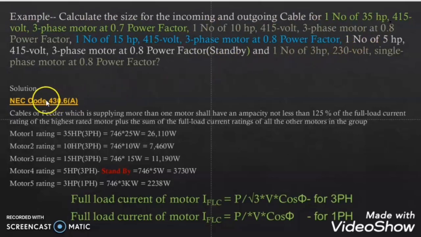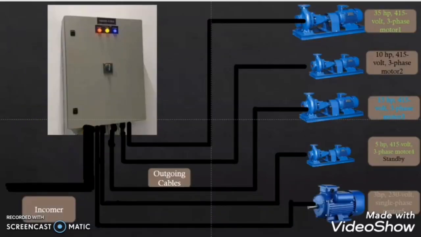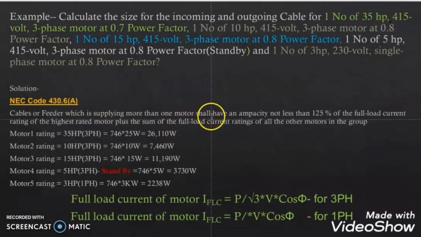There is one code, NEC code 430.6A, related to a group of motors. According to this code, it is stated that the feeder which is supplying power to all these motors shall have an ampacity not less than 125% of the full load current rating of the highest rated motor plus the sum of the full load current rating of all the other motors in the group.